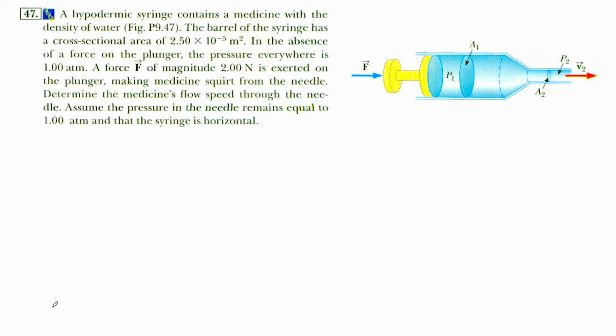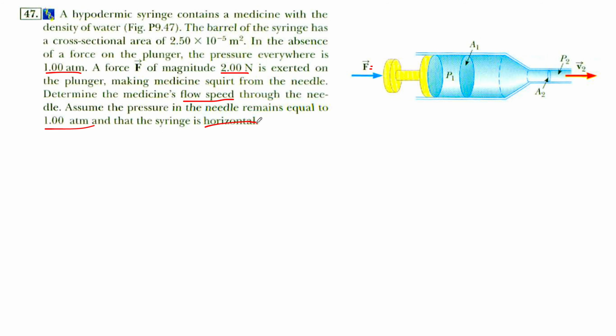So in number 47, we have a hypodermic syringe containing a medicine with a density of water. The barrel has a cross-sectional area of that. In the absence of a force on the plunger, the pressure everywhere is 1 atmosphere. A force of 2 newtons is now applied to the plunger, making the medicine squirt from the needle. Determine the medicine's flow speed through the needle. Assume the pressure in the needle remains at 1 atmosphere and the syringe is horizontal.